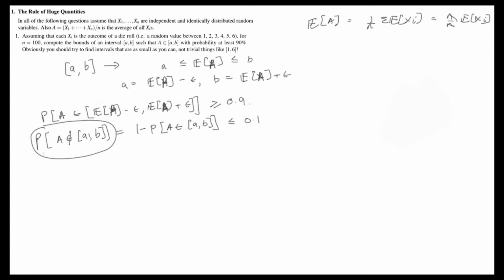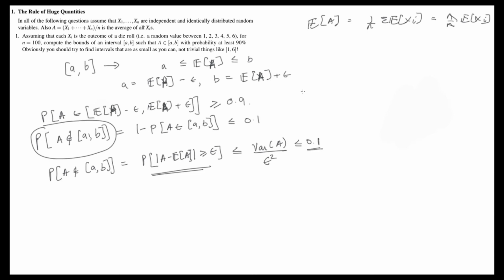Now over here, when we're trying to bound how far away a is from the expectation, we can use Chebyshev's inequality. So this probability, let me just write that out, a not belonging to (a, b), is equal to the probability that |a minus expectation of a| is greater than or equal to epsilon. And this, using Chebyshev's inequality, can be bounded by variance of a over epsilon squared. And this is less than or equal to 0.1.